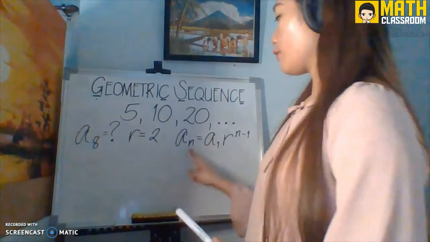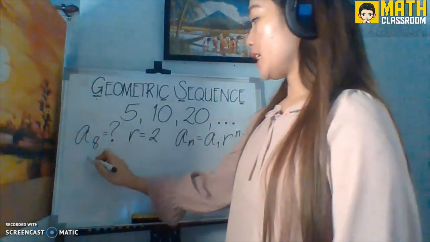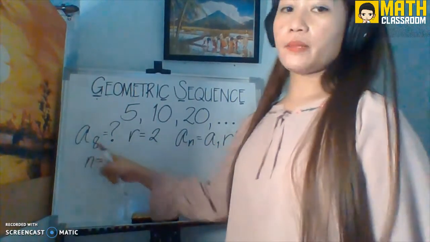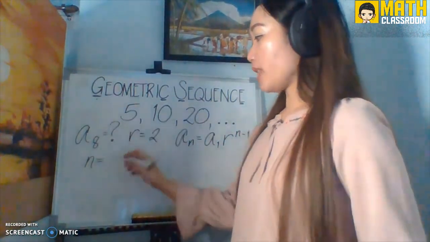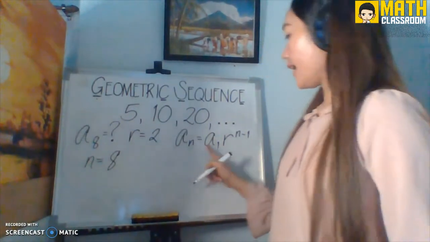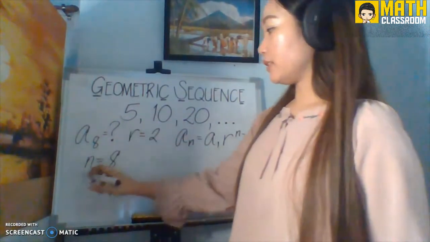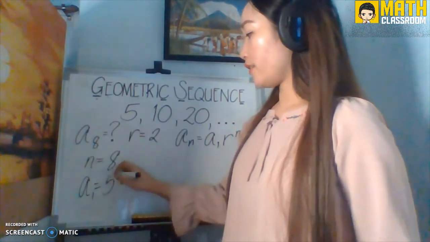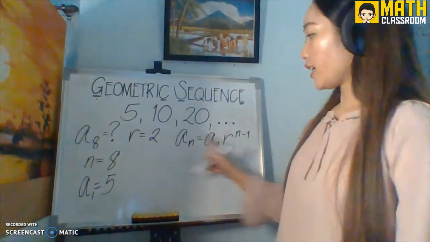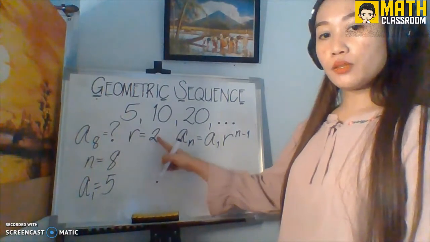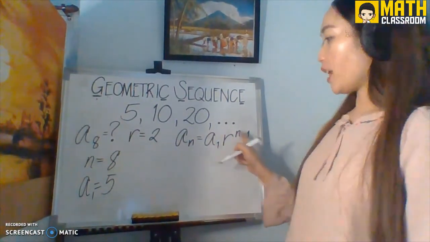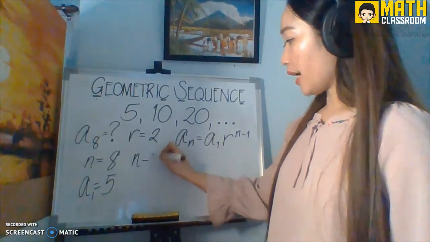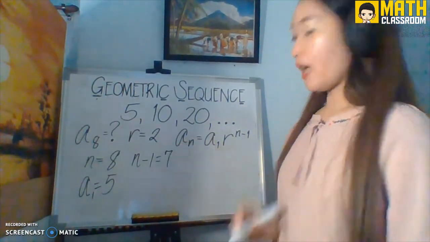So n means the nth term that we are looking for. So what are we looking for? A sub 8. So n equals 8. A sub 1, from the given, we have 5, the first term. So a sub 1 equals 5. Next, our r, again, is equal to 2. And n minus 1 is, of course, if our n is 8, n minus 1 is equal to 7.